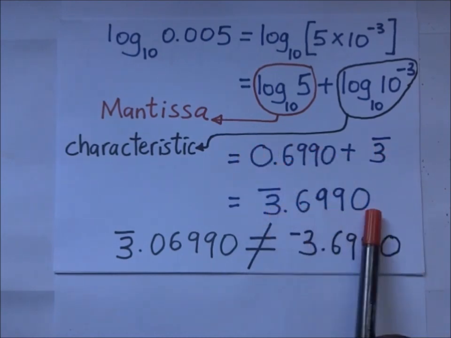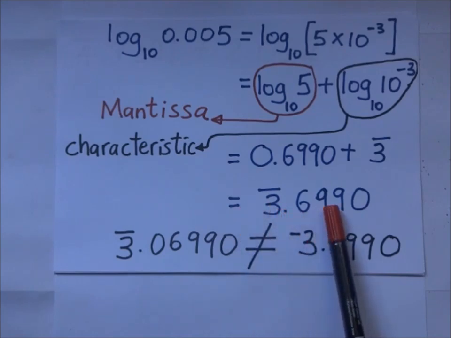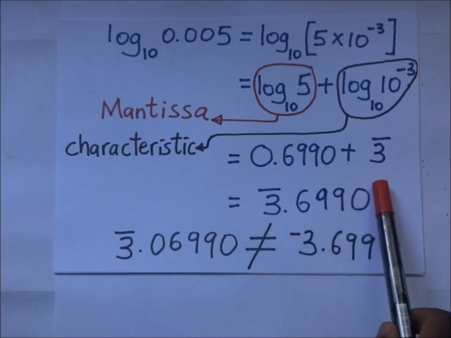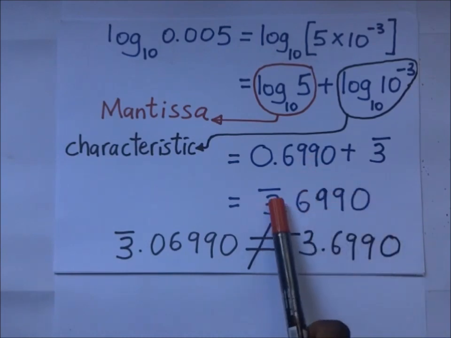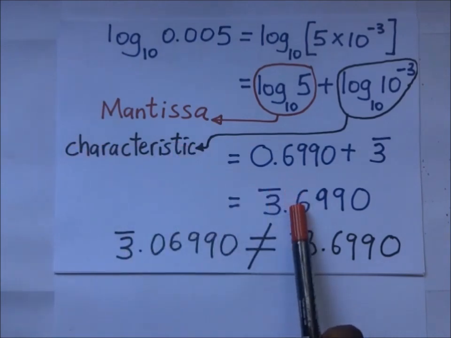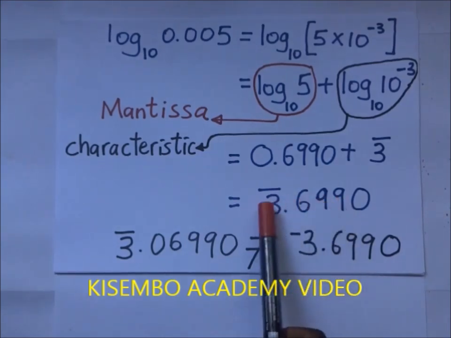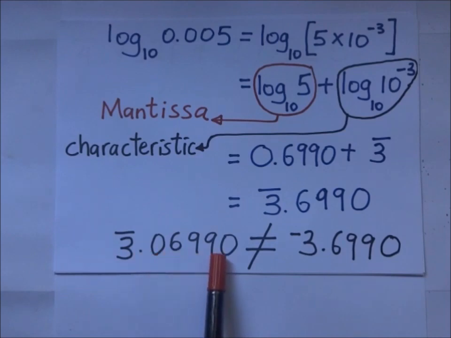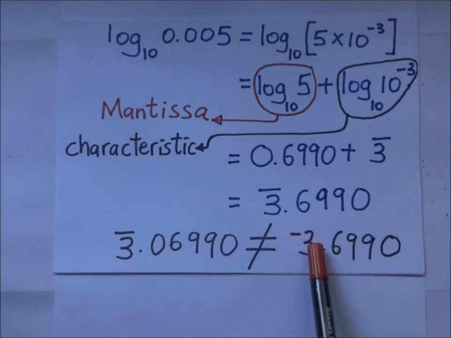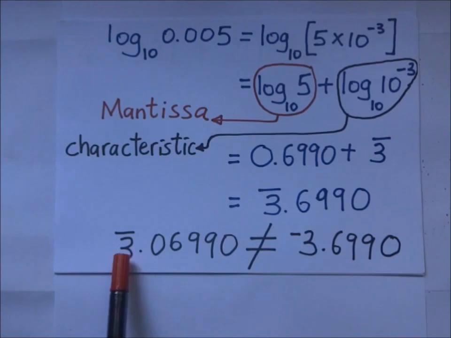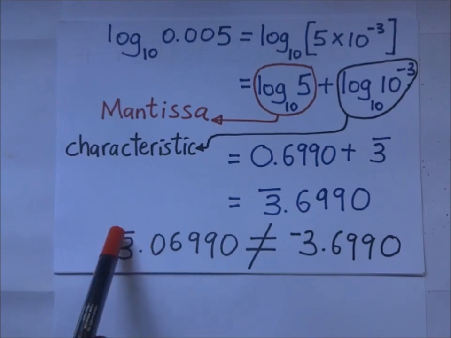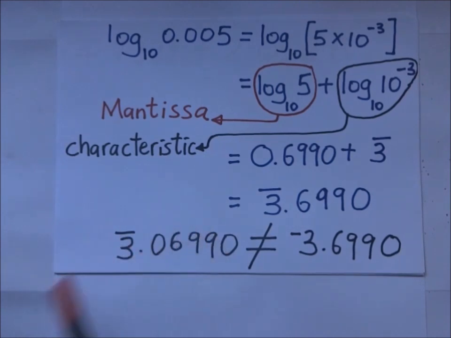So it means that when we add this and that, it's like we are adding negative 3 plus this. But in actual sense here, the answer is negative 3.6990. But this negative 3 is independent of this other term. This negative 3 is the characteristic, and this other part of the number is what we are calling the Mantissa. And these two are independent of each other. So 3 bar .6990 is not the same as negative 3.6990. These are different. This negative means that it affects the whole number. But when we say 3 and you just put the negative on top, which I'll call 3 bar, it means that this negative only affects that number 3. We'll use more illustrations to make this clearer.